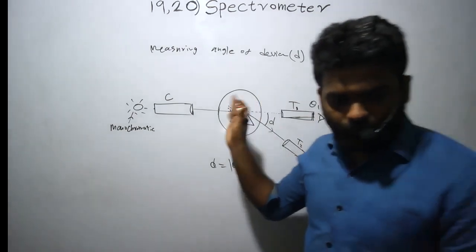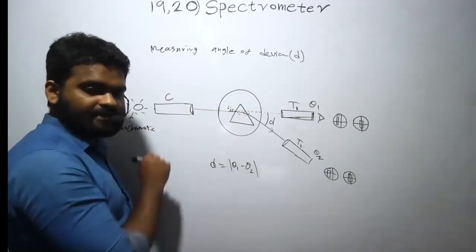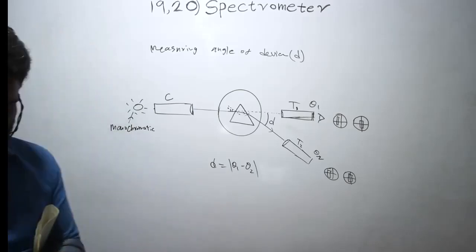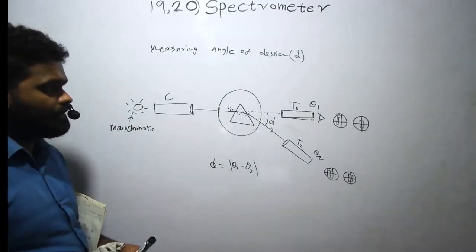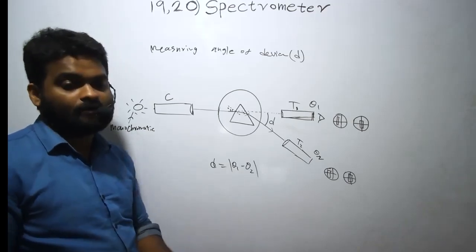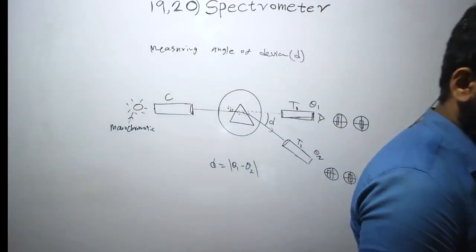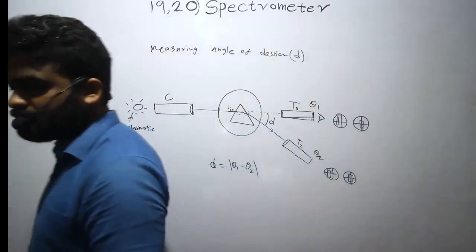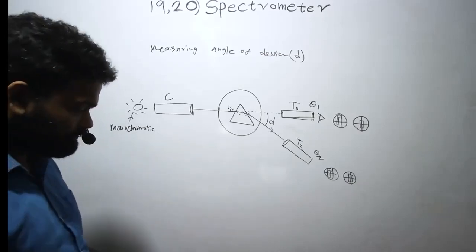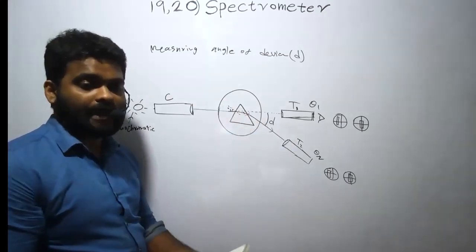So this is how you measure the angle of deviation for any incident angle. Okay, then write the topic: measuring the angle of minimum deviation, capital D, and refractive index, simple n. Simple n means refractive index.